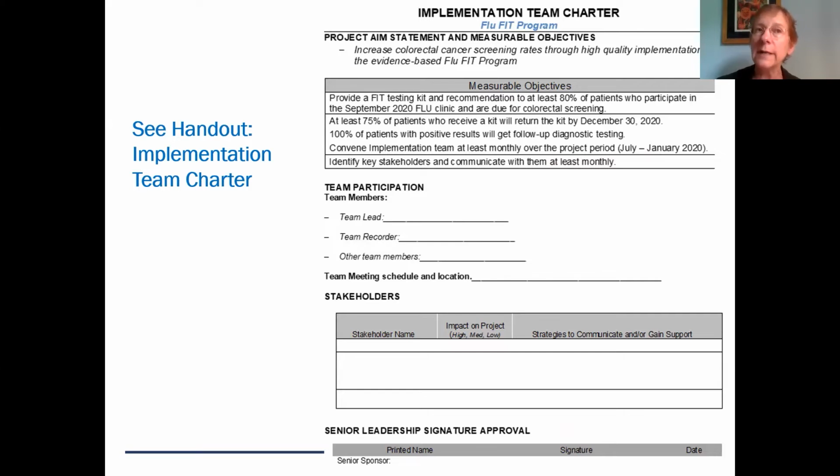And in all of our trainings, we've used the same example, which is the Flu FIT program. This is an evidence-based intervention that has been shown to be effective at increasing colorectal cancer screening by distributing colorectal cancer screening test kits, which are called FIT kits, at the same time as you do administration of flu shots. So just to orient you, that's the example we're going to be using throughout today. And so here on your charter, if you go to the next slide, I'm going to break it down.